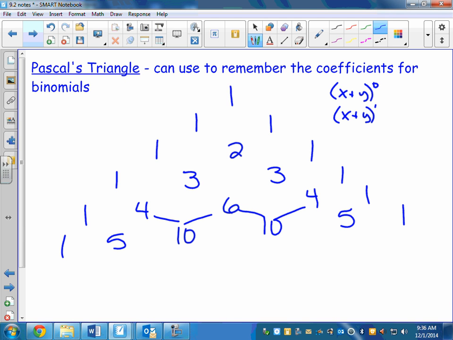x plus y to the first is just 1x plus 1y. I'm not going to do all of these. But think about this one. x plus y to the third was x to the third plus 3x squared y plus 3xy squared plus y to the third. So if you just figure out what row you're in, you just take those coefficients. You don't have to do the nCr anymore. Isn't that really cool? You seem unimpressed, but it's really cool.